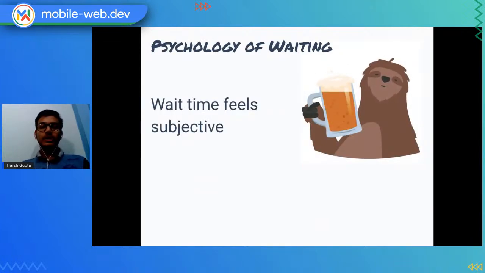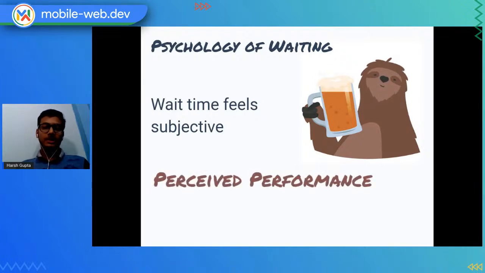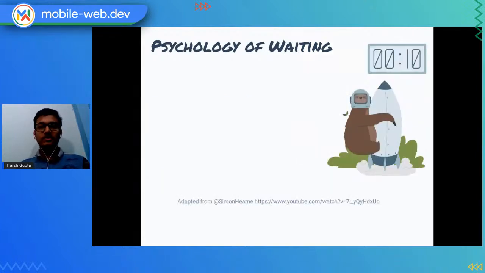So this was the psychology of waiting. Wait time feels subjective. What does it mean? It means when the user goes to any website, they want to feel that they are getting something from it. Let's say I'm going to GeeksforGeeks, and I want to learn about web development, and it is just loading. It takes 2 seconds, 3 seconds, 4 seconds. Then I will feel impatient, because I'm not getting my content. So I feel like, okay, I'm going to another website. This website is not going to load.